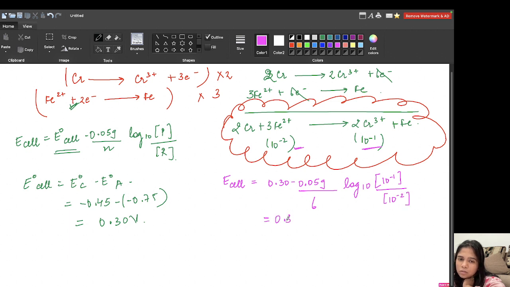So solve this equation simply. You will get log base 10 to the power minus 1 minus of minus 2, so it will be plus 2. No, minus 6, sorry. 10 to the power minus 1 raised to the power 2, right? And here it will be 10 to the power minus 3 because you have coefficients here. So Cr will have, whatever coefficient is present, it goes in the power.